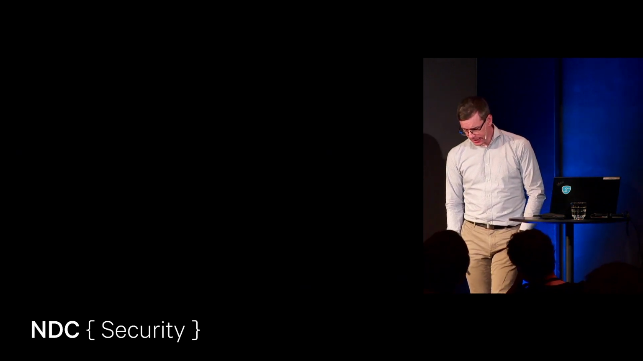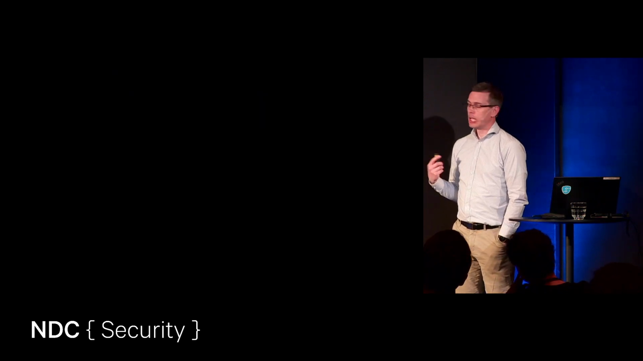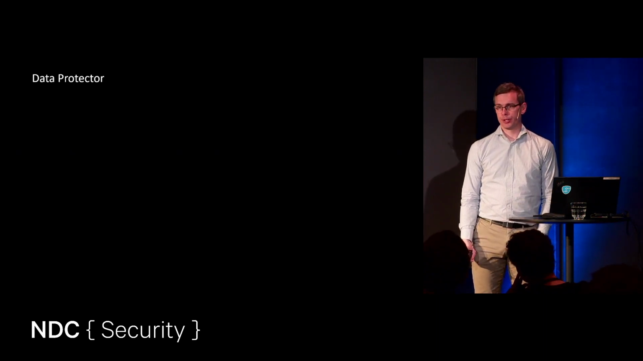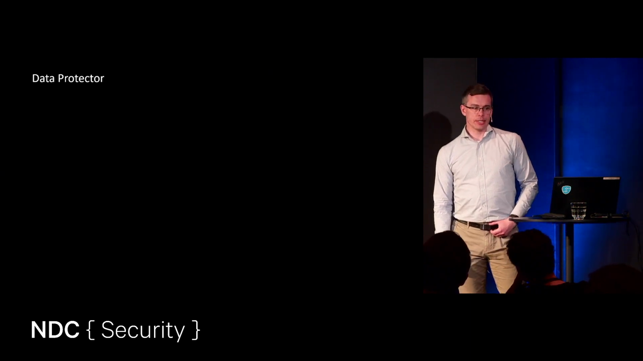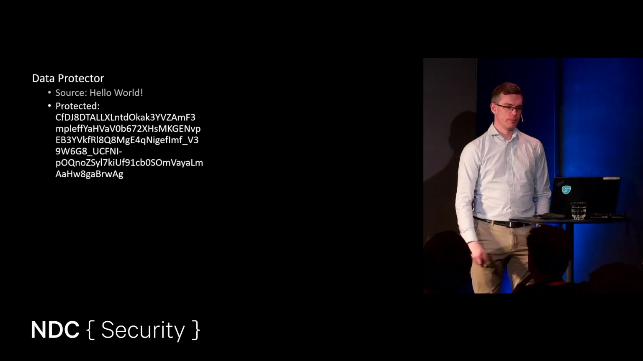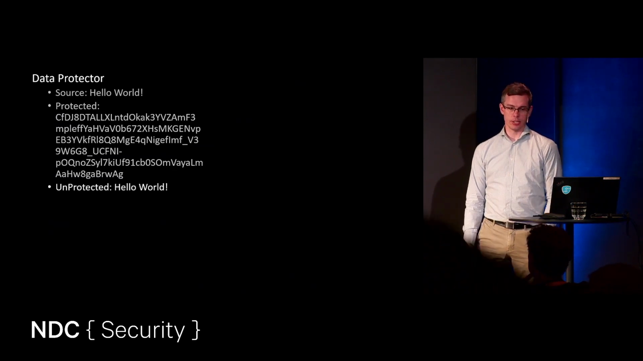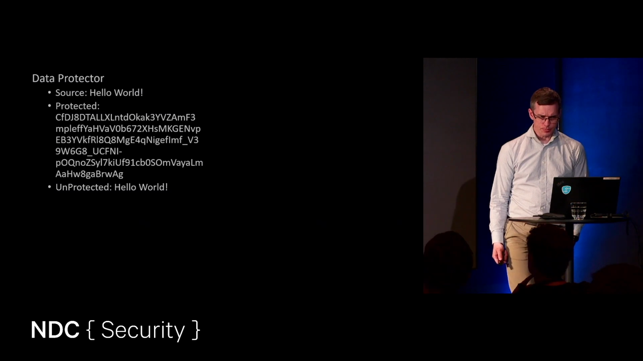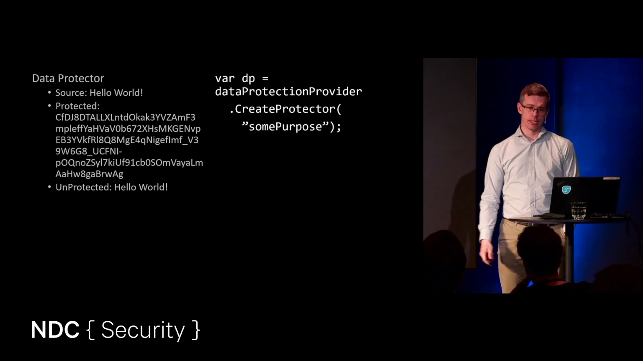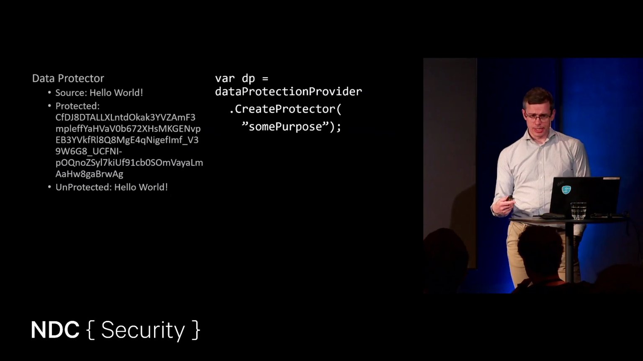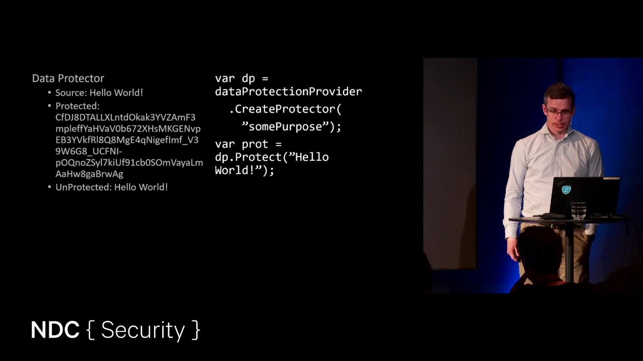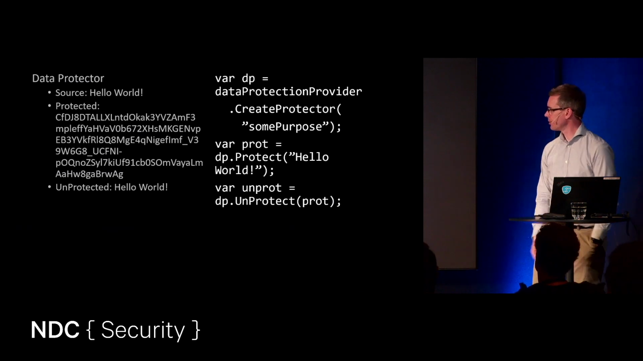Then we have a piece that you've all used if you're .NET developers many times, probably without knowing about it, is the data protector. So the data protector is a wrapper around low-level encryption primitives that is really simple to use. You can take a data protector, take a source string, hello world, put it through a data protector, you get some gibberish back, and you can then unprotect it and get hello world back. So why is this important? Well, the data protector is accessed by using the data protection provider, a service that you can get injected from the DI system, and then you need to create a specific data protector with a purpose, and I'll just show you why in the next slide. To use it, dp.Protect hello world or Unprotect the protected data.